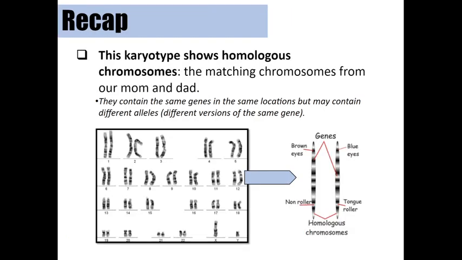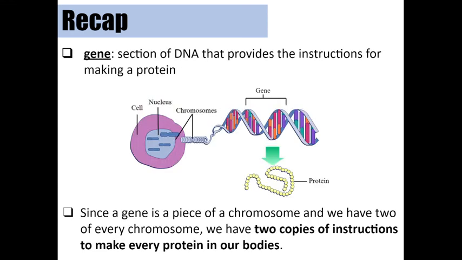So this karyotype shows the homologous chromosomes, which are the matching chromosomes from our mom and dad. So they contain the same genes in the same locations, but may contain different alleles or different versions of the same gene. So here's an example of one of our homologous chromosomes blown up bigger for you to be able to see the bands, which is where your traits are stored.